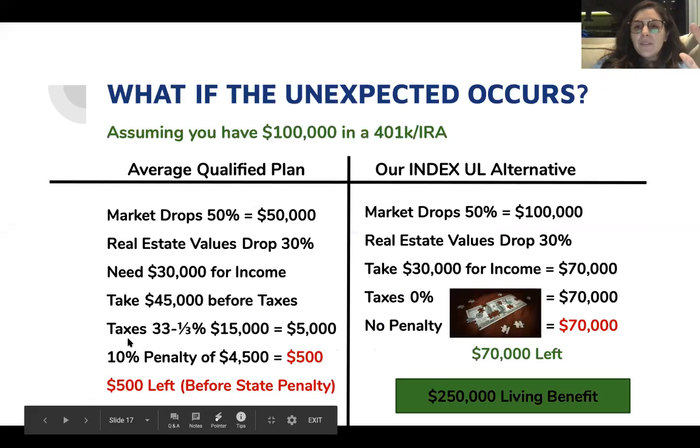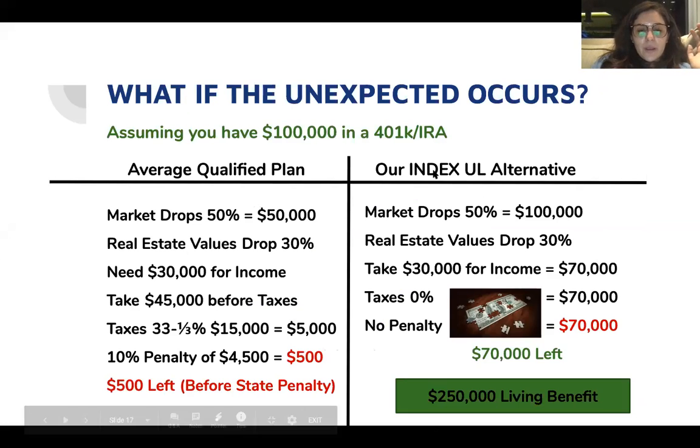Okay. I promise I'm almost done. This is just talking about the living benefits that we talked about in the past. Let me just see right here.